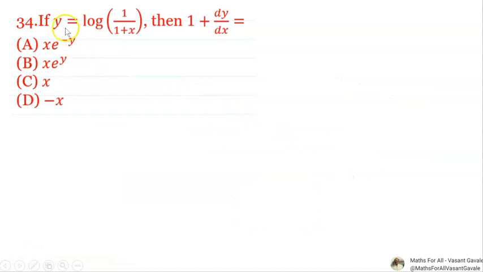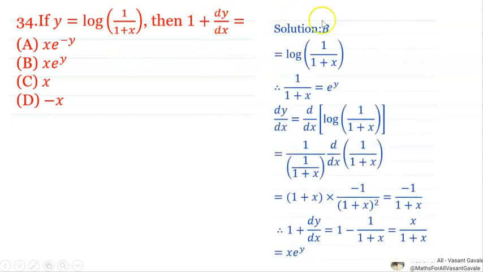If y is equals to log of 1 upon 1 plus x, then 1 plus dy by dx is equals to, okay, now the solution. Here y is equals to log of 1 upon 1 plus x. Now again this can be written as, so what will it be here, here it will be y.